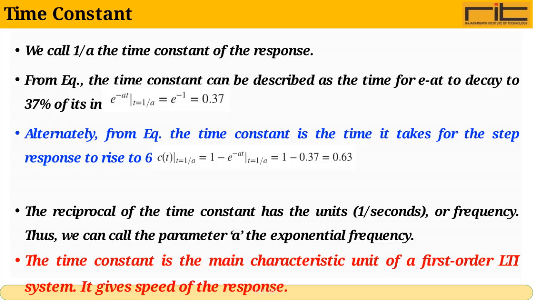Here, we define the time constant, which is the reciprocal of the parameter a. The time constant essentially measures how quickly the system responds. Specifically, it represents the time it takes for the exponential term, e to the power of negative a t, to decrease to about 37% of its starting value.